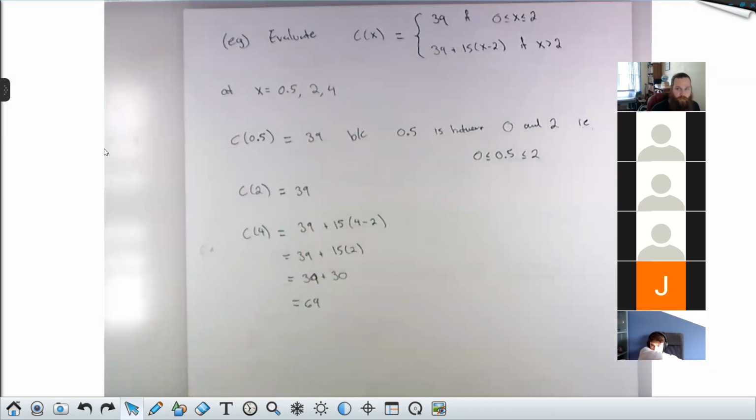And right now, these are the only sort of things I'm requiring you to be comfortable with regarding piecewise functions, just plugging in numbers, knowing how to plug numbers into an expression like this. But very soon, I'll be asking you to graph them.